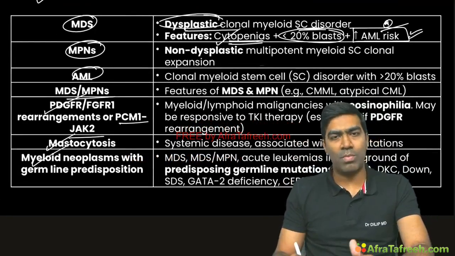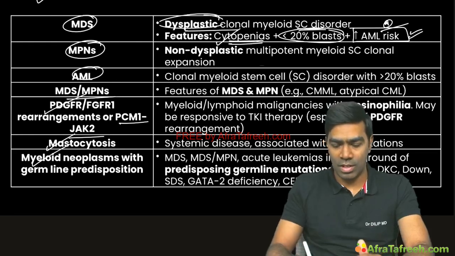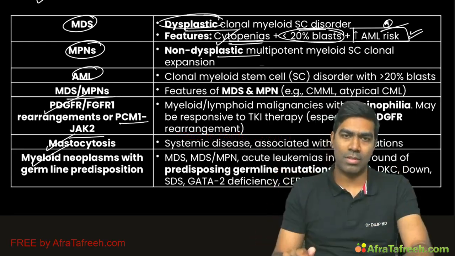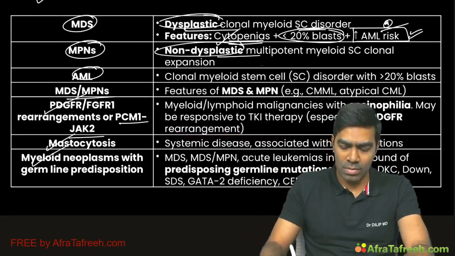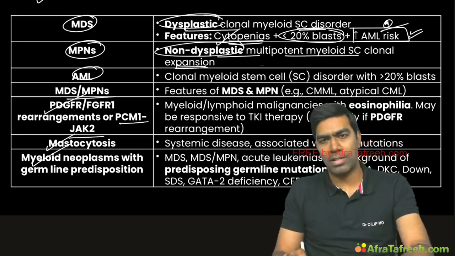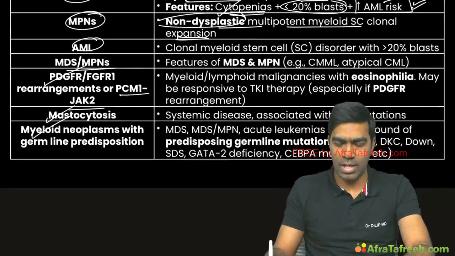High risk of AML in both MDS as well as myeloproliferative neoplasms. So what about myeloproliferative neoplasms? Here the issue is more production of these mature cells. So you're going to have a non-dysplastic multipotent myeloid stem cell clonal expansion. Simple. That's all. We know what that is.